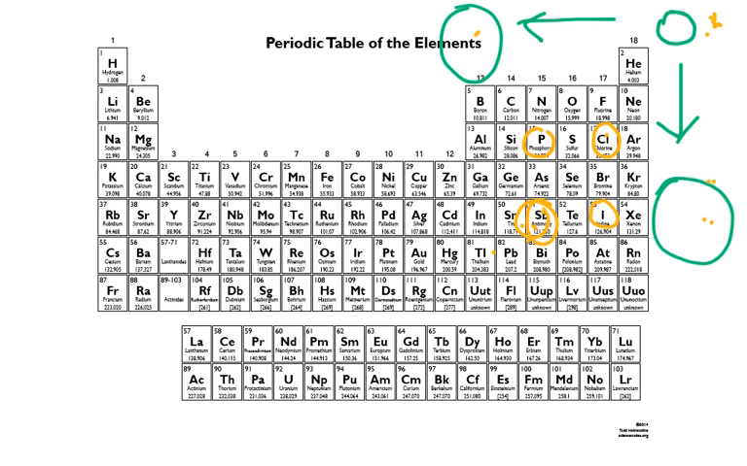The other thing you can do to remember the other 2 trends is in this little circle, write high. In this big circle, write low. Now I have all three trends together. My little atoms have high ionization energy, high electronegativity. My big atoms, both of them are low.